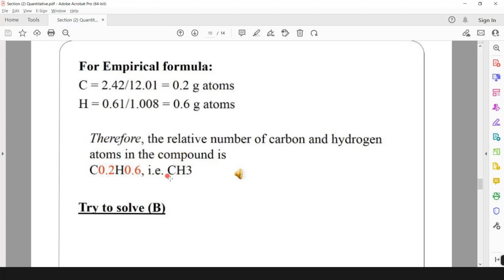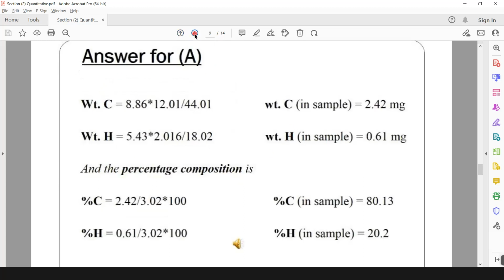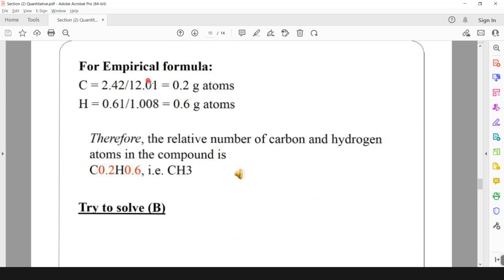Again, very important. When any problem tells me to calculate the empirical formula, I should do two steps. First step, calculating the number of all existing atoms, by the weight of this atom divided by its atomic weight to obtain the number. After this, I write the formula, and I divide it by the smallest possible number to obtain my simplest formula, the empirical formula.